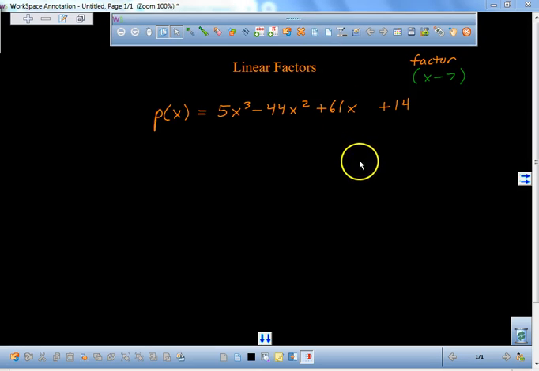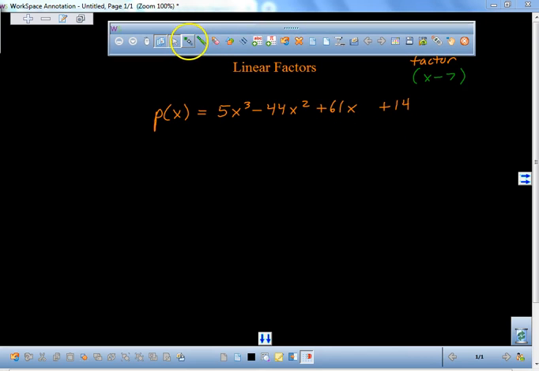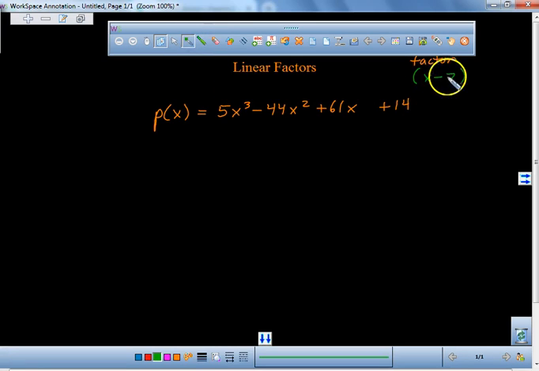All right, what we're going to be figuring out is how to find the linear factors of this guy right here. So we have the equation 5x cubed minus 44x squared plus 61x plus 14, and we're going to find all the linear factors of this particular problem. We've already been given a factor of x minus 7.